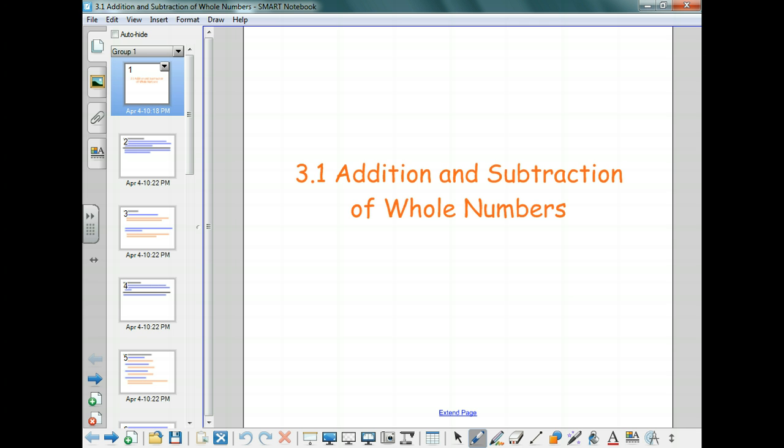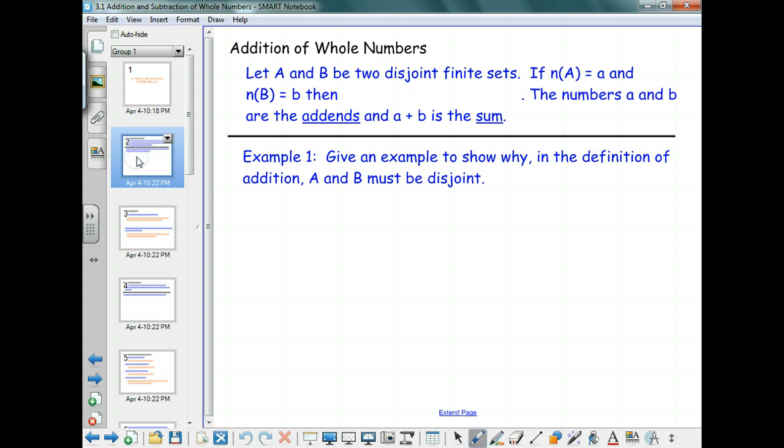All right, so section 3.1, the first thing we're going to talk about is what we mean by addition. And the idea of addition actually comes back to what we did in the last section on sets. So if we have two disjoint sets, that means they don't overlap, and finite, which means we can actually assign a number to how many items are in them.